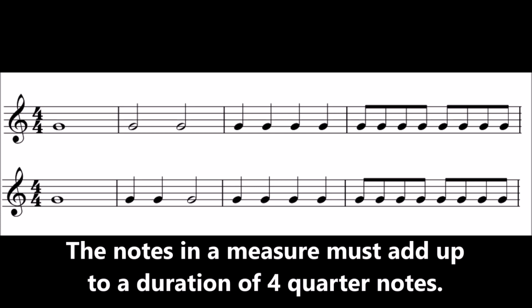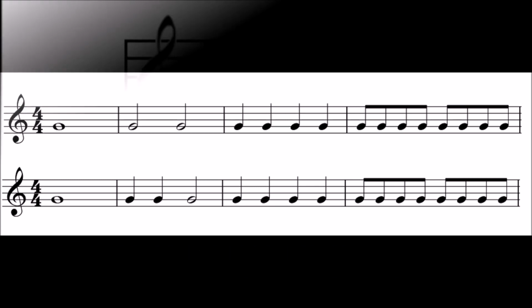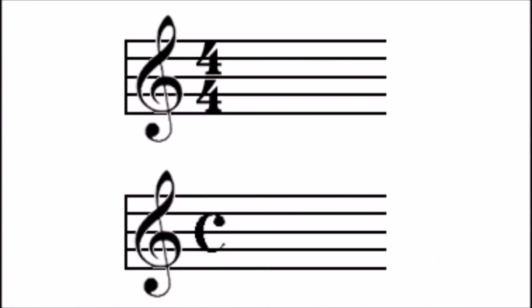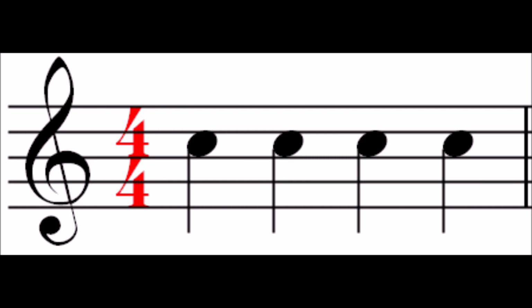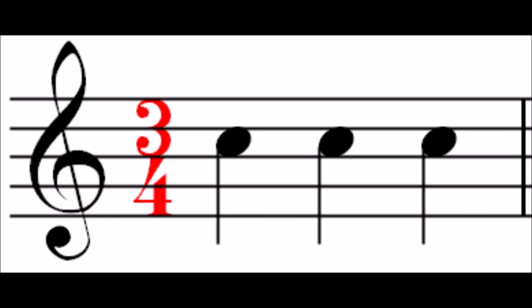Most songs are in 4/4 time. 4/4 time is so common that it is often designated by the letter C on the staff. The C stands for common time. It's simply another way of saying 4/4 time. The most common time signatures are 4/4 and 3/4 time signatures.